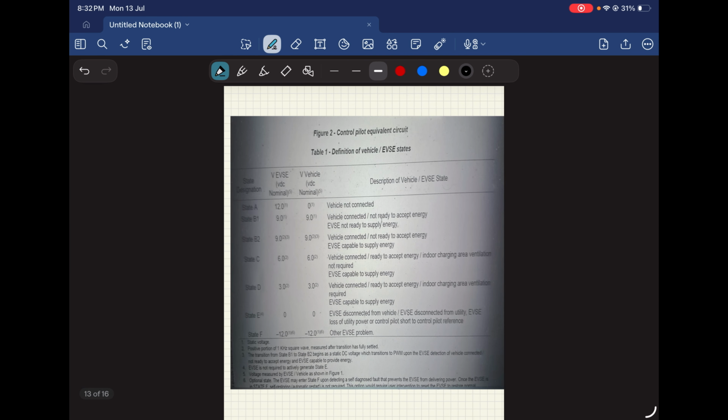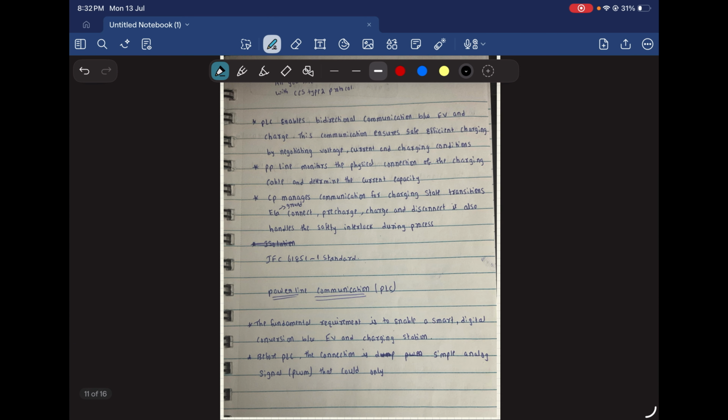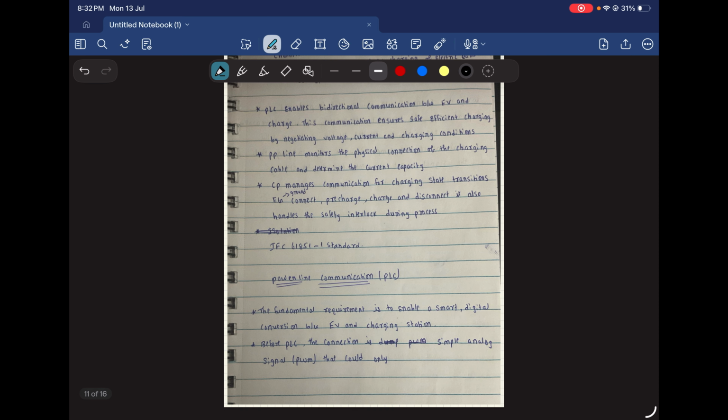Okay, so we can go to this. PLC enables bidirectional communication between the EV and the charger. This communication ensures safe, efficient charging and negotiation of voltage, current and charging conditions. It will negotiate. The PP line monitors the physical connection of the charging cable. CP manages the charging station's ground, recharge and current capability. This is the standard to follow.